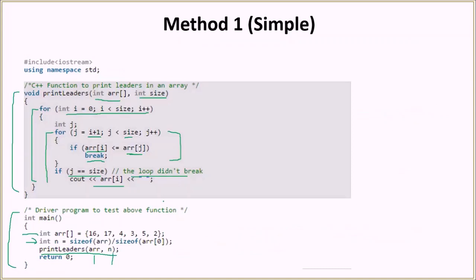The time complexity of this algorithm will be order of n square. Why? Because we are running two loops which are nested inside one another. So that is a time complexity of order of n square. And it's a brute force algorithm, so that is generally not a recommended way to solve a problem.